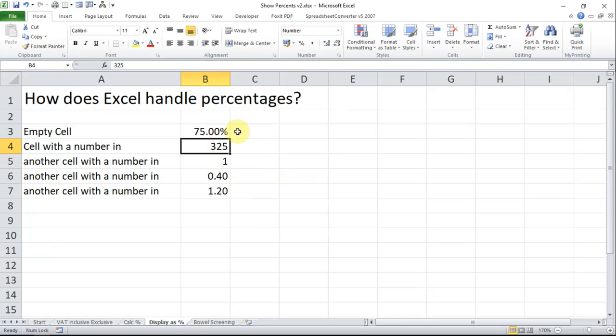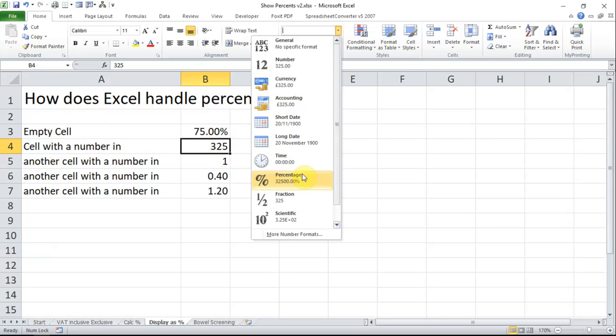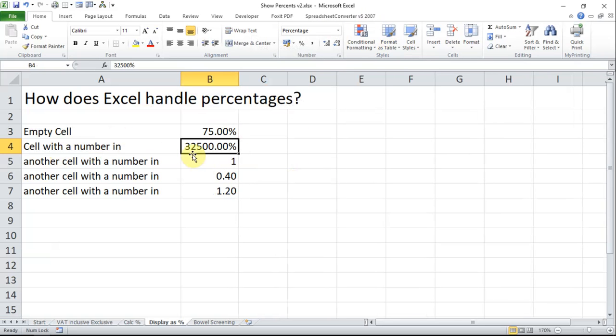If you do the same thing with a cell, in this case B4, and change it from number or general to a percentage, an apparently strange thing happens. That doesn't look right. 32500, that's a big percentage. The reason is that you've converted a large integer into a percentage, but don't forget, Excel is looking for a decimal at that point. So the figure that's there is correct for the figure that was in there before, 325.